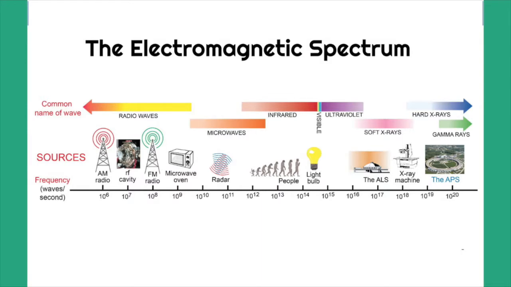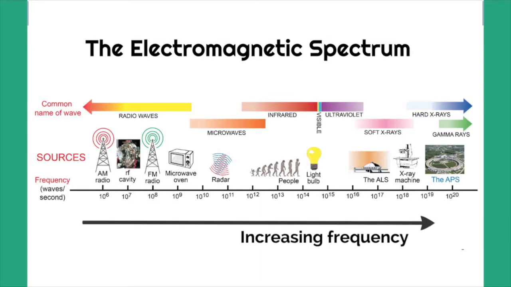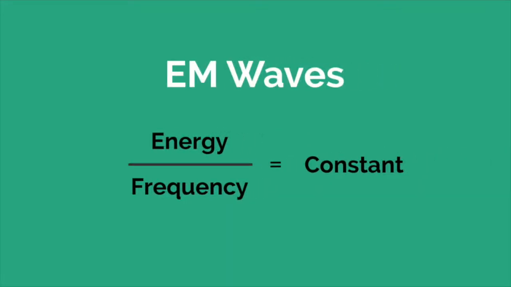What distinguishes between different types of electromagnetic waves is the frequency at which they vibrate. The higher the frequency, the more energy in the vibrating electromagnetic wave. In fact, the energy of an electromagnetic wave is directly proportional to its frequency. So energy over frequency is a constant. Therefore, if the frequency of an electromagnetic wave doubles, so does its energy.